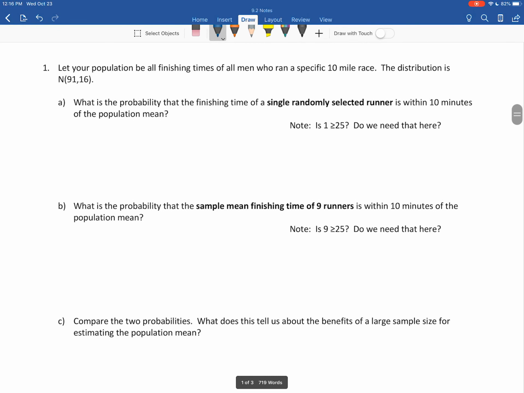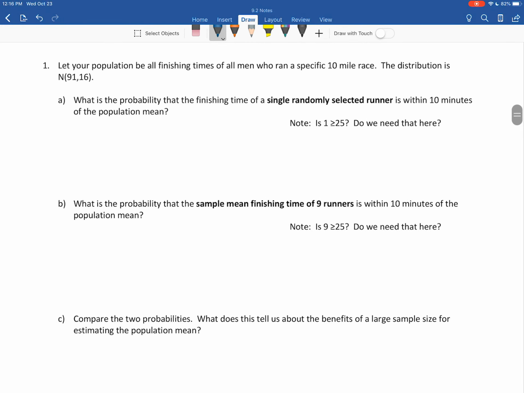Okay, let's do an example. It says your whole population is all the finishing times of all men who ran some specific 10-mile race. The distribution is normal with mean 91 and standard deviation 16. So this is really interesting. The population itself is already normally distributed. So you can see how that plays into my CLT conditions above.